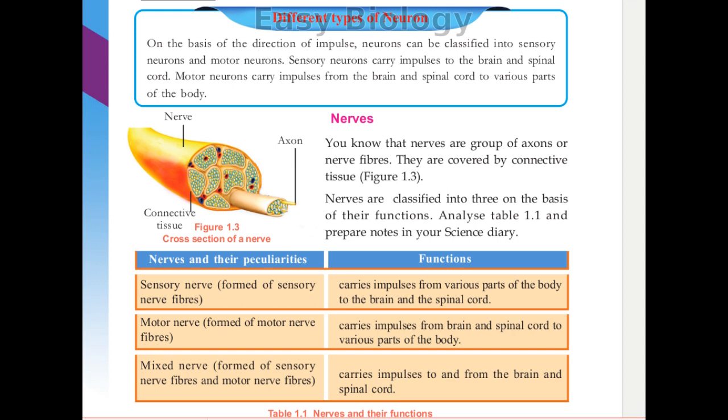The second one is motor nerve, and it is formed of motor nerve fibers. And the motor nerve carries the impulses from brain and spinal cord to various parts of the body. Third type is mixed nerve. It is formed of sensory nerve fibers and motor nerve fibers. And what is its function? It carries impulses to and from the brain and spinal cord.